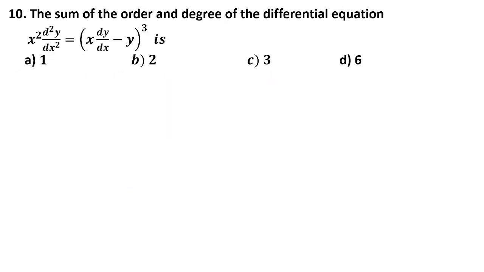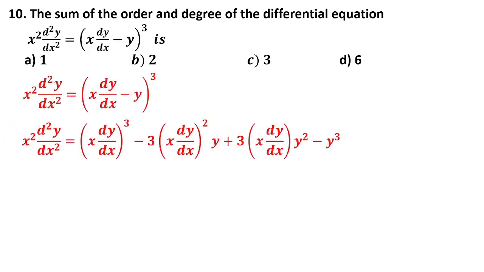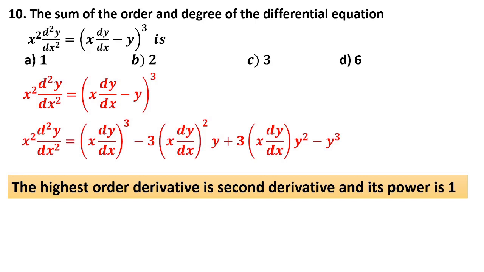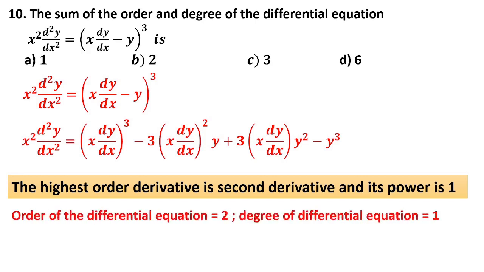Question number 10. The sum of the degree and order of the differential equation. Now this differential equation can be converted into a polynomial in derivatives by expanding. Let us expand it. By expanding x into (dy by dx minus y) the whole cube, using the a cube minus 3a square b plus 3ab square minus b cube formula. And the highest order derivative by visualizing it is the second order derivative and its power is 1. Therefore, 2 plus 1, the answer is 3.